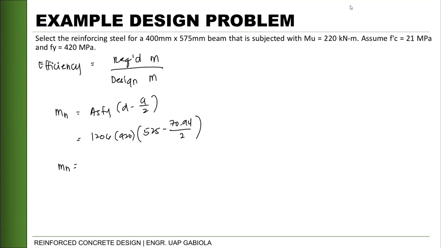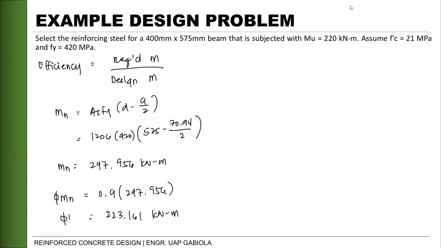That is a very large number. Divide natin by 1 million. That is 247.956 kilonewton meter. But we need is φMn, yung design capacity natin, which is 0.9 times 247.956. That is equals to 223.161 kilonewton meter. Okay? So, yung efficiency natin now will be equal sa Mu over φMn.